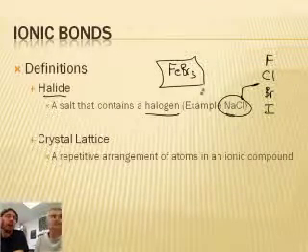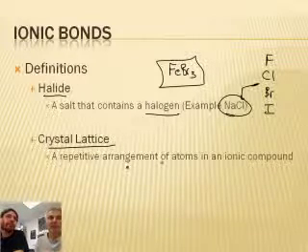And crystal lattice is a repetitive arrangement of atoms in an ionic compound. I'll just jot that down. We'll put some more meat on that in just a second.